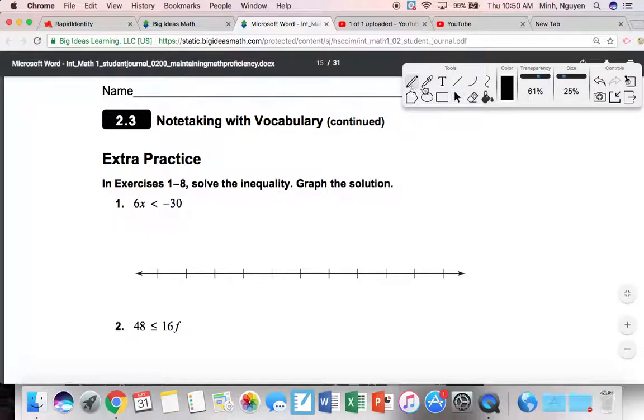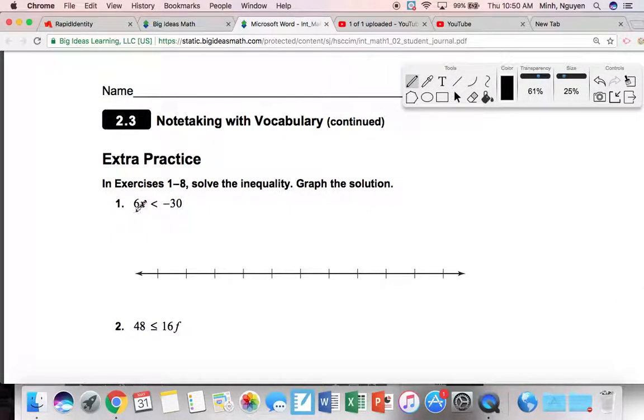So in number 1, we look at this. What am I going to divide by? What am I multiplying by? X is being multiplied by 6, so I'm going to divide by 6. I'm going to take negative 30 divided by 6. The key thing here is: is the number that you are dividing by negative? Is that 6 negative? No. Then the sign stays the same.